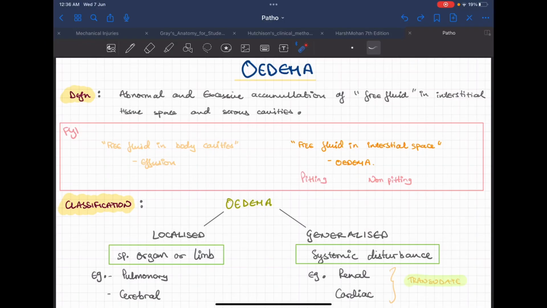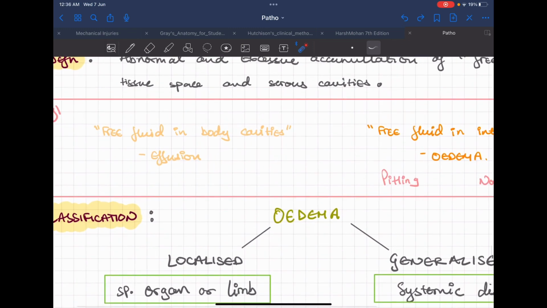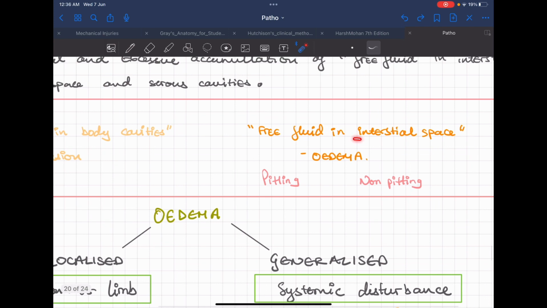So let's start with today's main topic, that is edema. Edema is nothing but abnormal and excessive accumulation of free fluid in the interstitial tissue space or serous cavities. That is, the water gets accumulated in the free spaces in large amounts, which causes pain and tenderness. For your information, free fluid in body cavities is known as effusion, but free fluid in the interstitial space is known as edema.